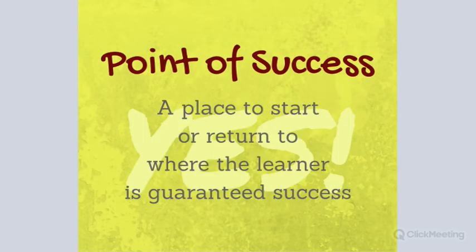Where you break something down to when you have a problem is back to the point of success. The point of success is a place to start or return to where the learner is guaranteed success, so that you know for sure that the learner can succeed. So this is really our biggest tip for preventing errors. If you know that the learner can do it, and you make that a tag point, then you're going to have success for sure to start with. And if you have a setback, if you go back to a point of success, then for sure you're going to have success, and then you can move forward from there.